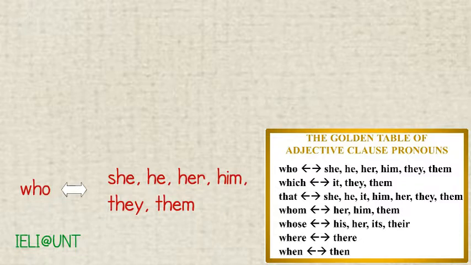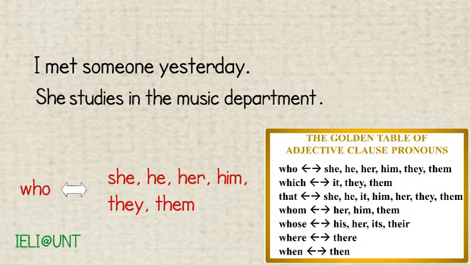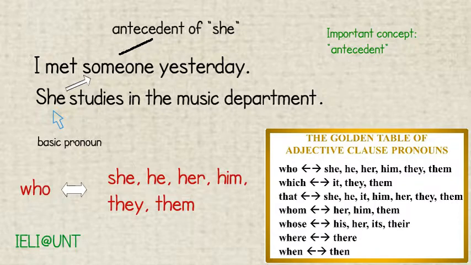For example, if the first sentence is, "I met someone yesterday," the second sentence could be, "She studies in the music department." She is a basic pronoun. It points to someone. By the way, the noun someone is called the antecedent of the pronoun she. Antecedent means the thing that goes before. Now that you have two sentences, you are ready to combine them using an adjective clause pattern.